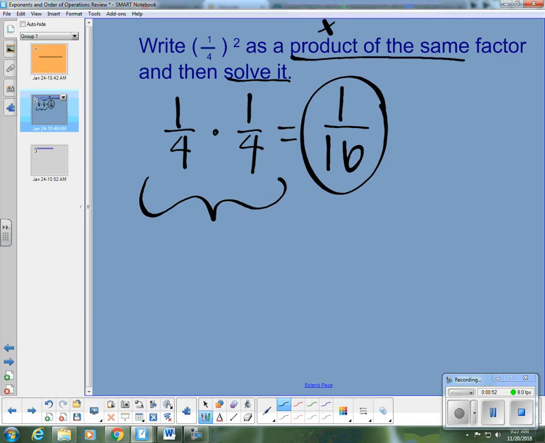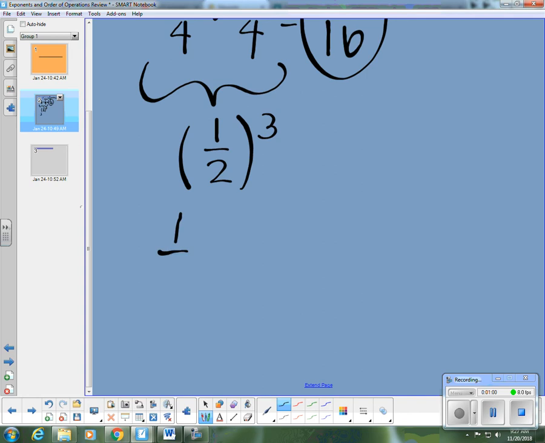If I asked you to write 1/2 cubed as a product of the same factor, you would write 1/2 times 1/2 times 1/2, and then we would multiply straight across. 1 times 1 times 1 is 1, 2 times 2 is 4, 4 times 2 is 8.